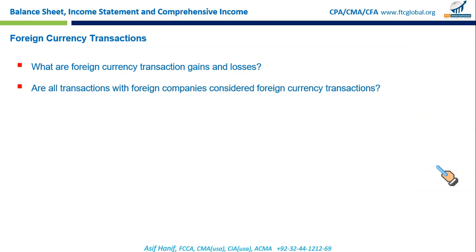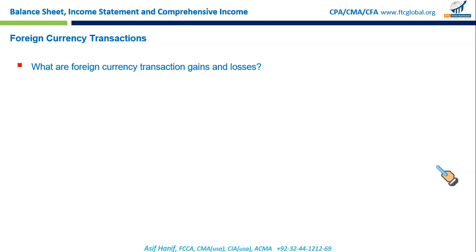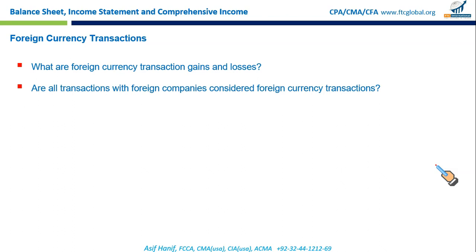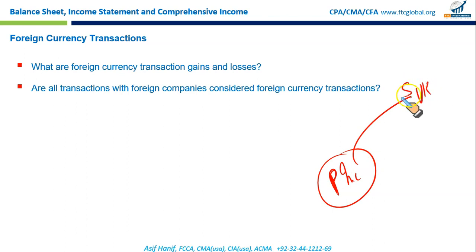Are all transactions with foreign companies considered foreign currency transactions? No. Transactions between a parent company and its subsidiary in a foreign country that are meant for long-term financing are not counted as foreign currency transactions. For example, let's say we have a US parent P Incorporated. This P Incorporated, a US parent company, loans money to its UK subsidiary, a subsidiary incorporated in UK, and the loan was made in dollars. So this is not considered a foreign currency transaction, right?